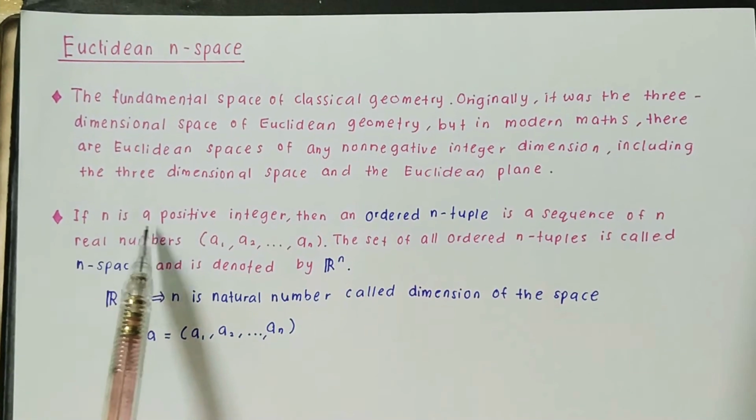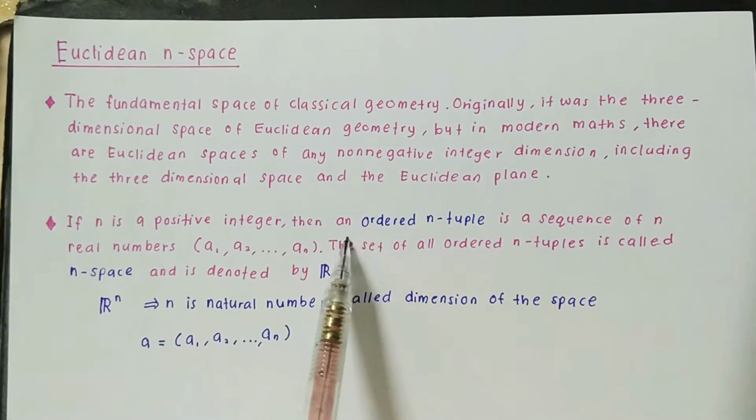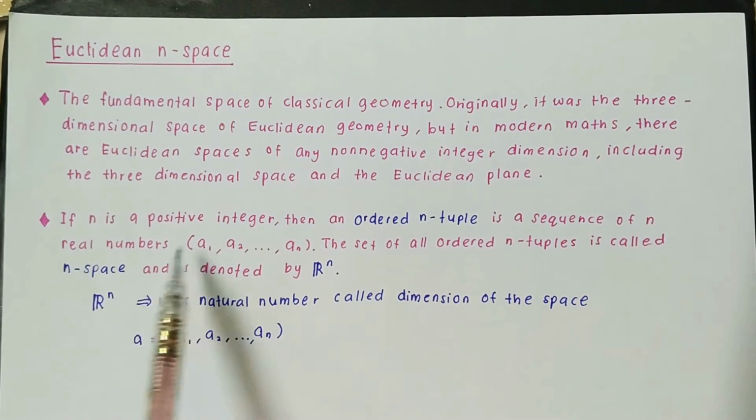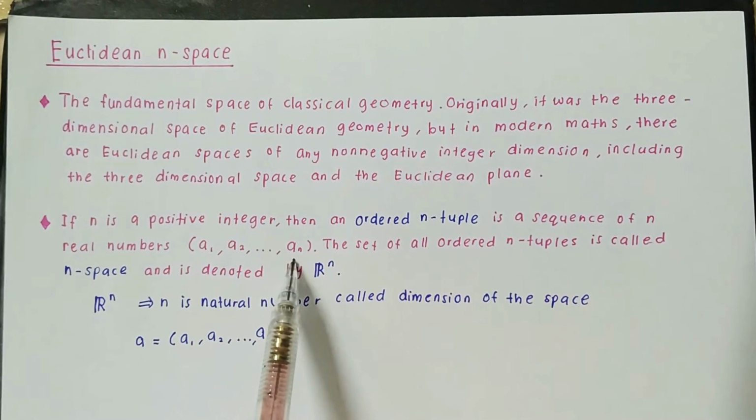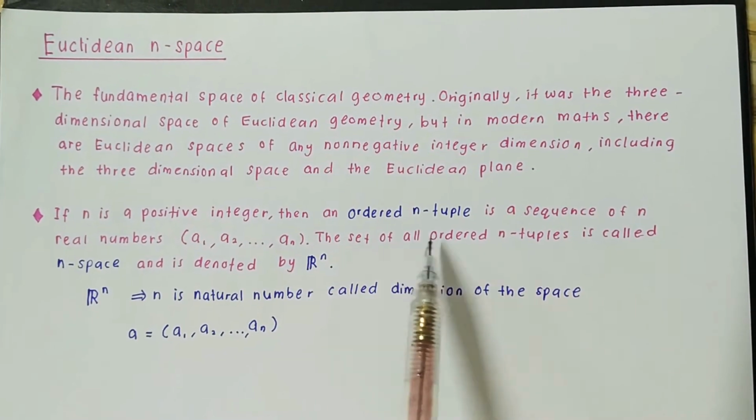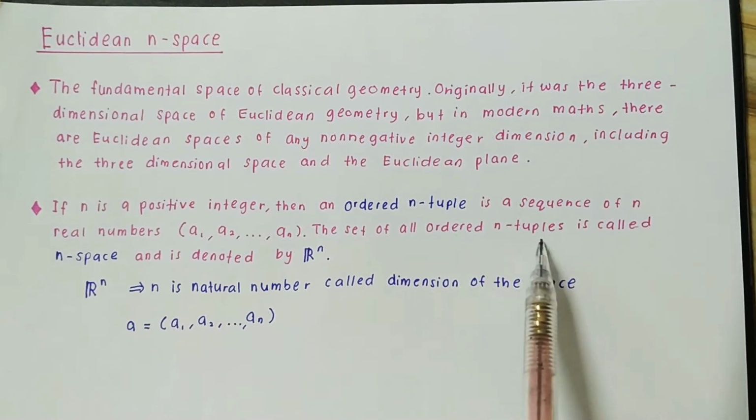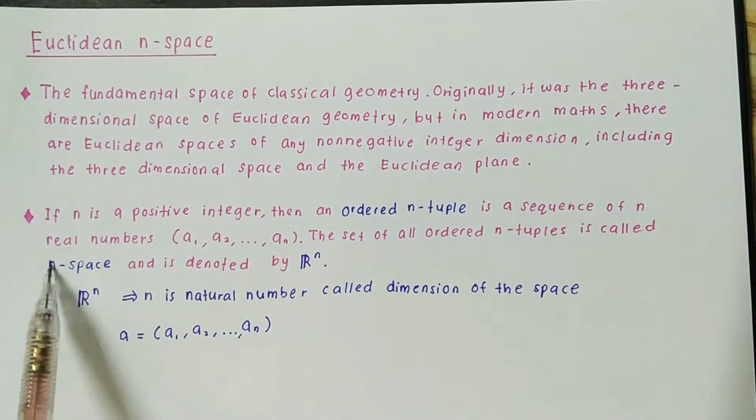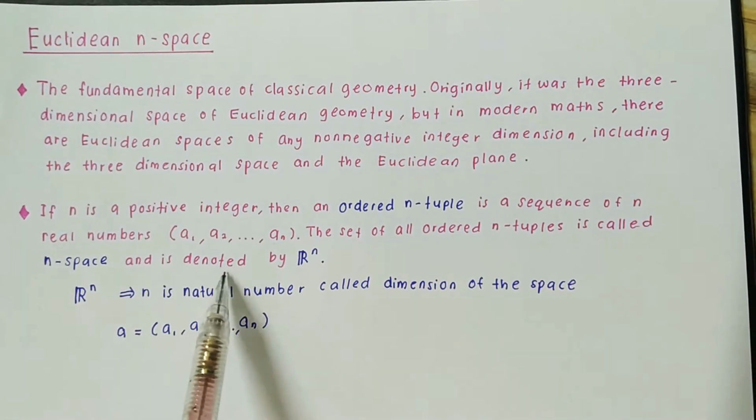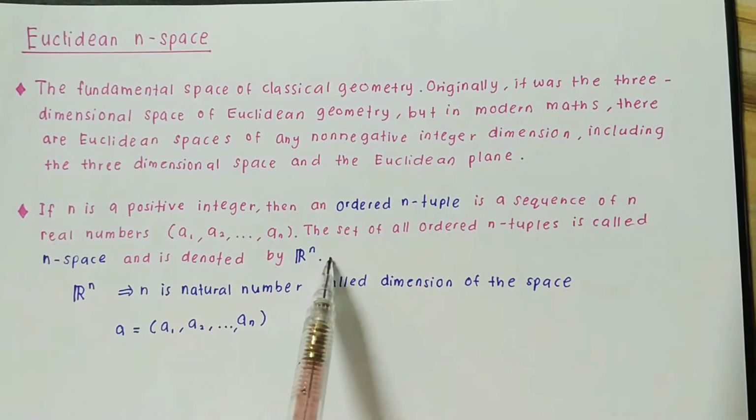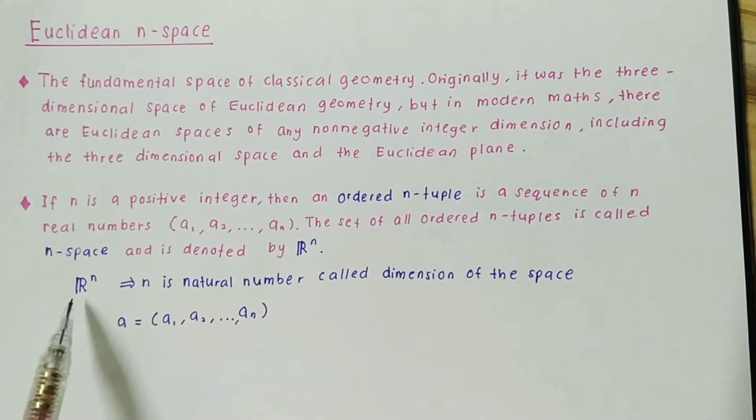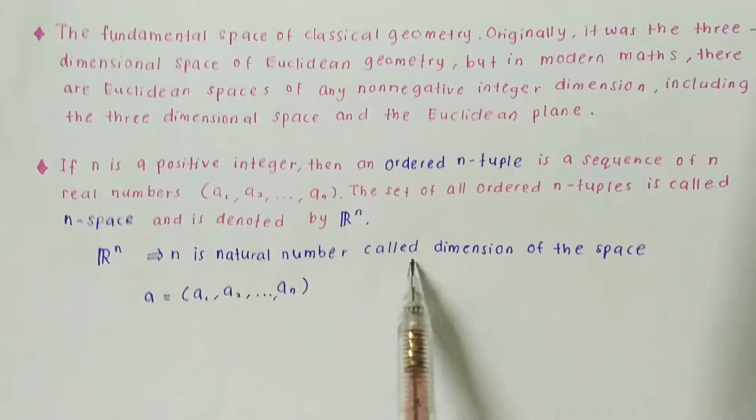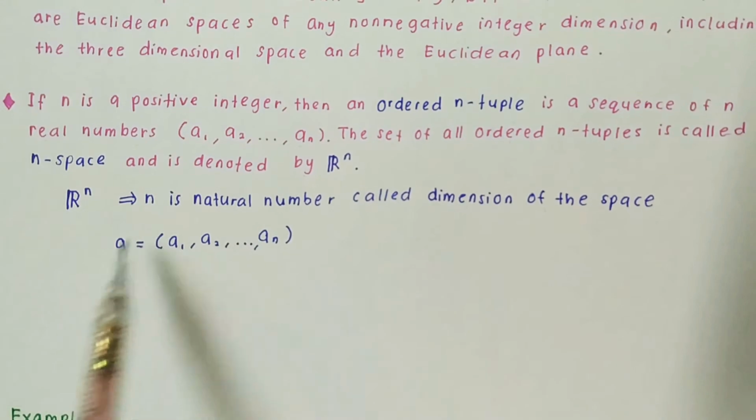If n is a positive integer, then an ordered n-tuple is a sequence of n real numbers a1, a2, until an. The set of all ordered n-tuples, which is (a1, a2, until an), is called n-space and is denoted by Rn. In Rn, n is a natural number called the dimension of the space.